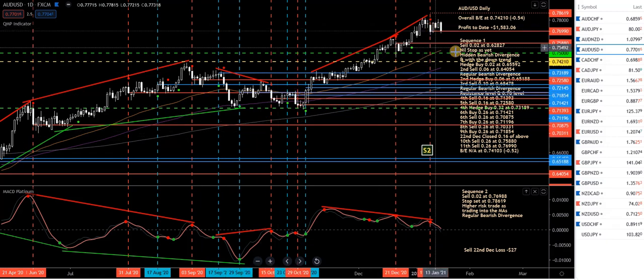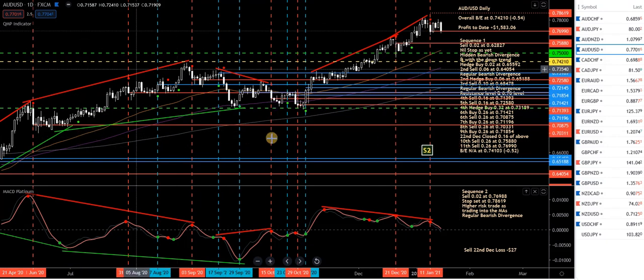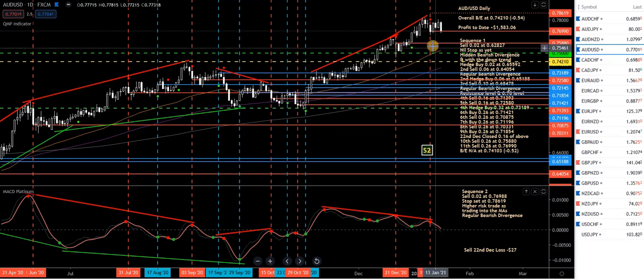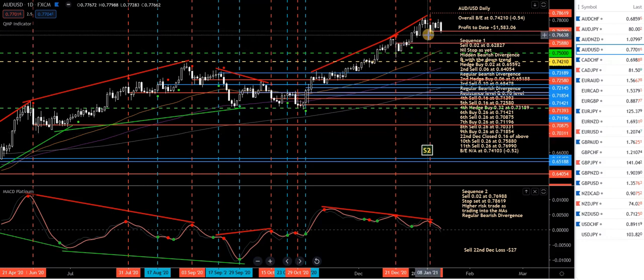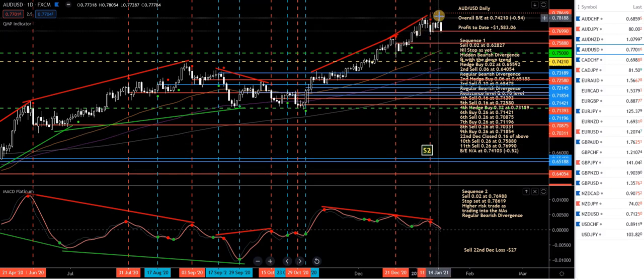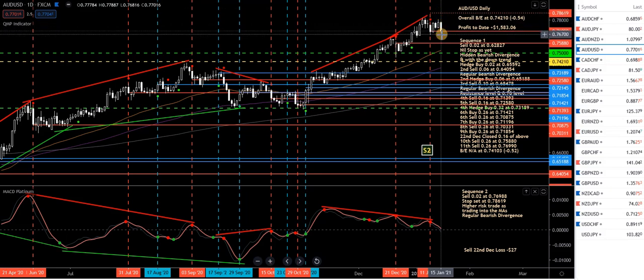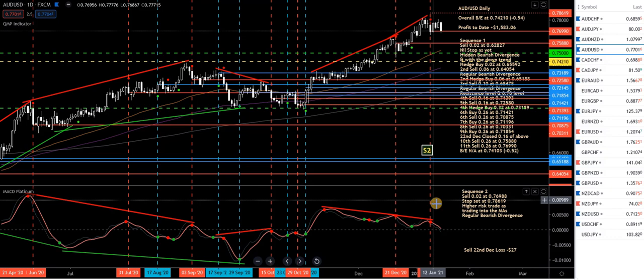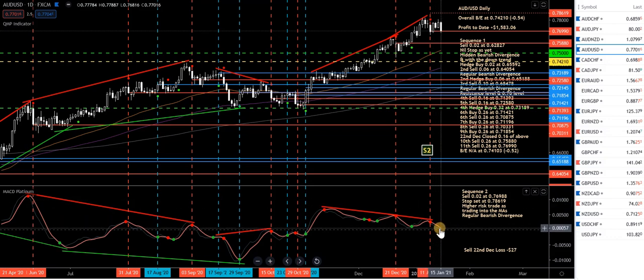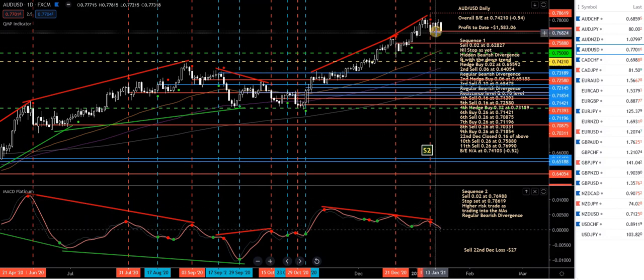My most recent trade. There's sequence 1, that's that continuation of that trade there. Here's sequence 2 here, the latest trade, the one you should be more interested in. It was a sell. It's gone against me, didn't go up close to the stop at all. Now it's come down nicely and it's starting to head down. MACD Platinum's getting close to zero level, so just keep an eye on it.